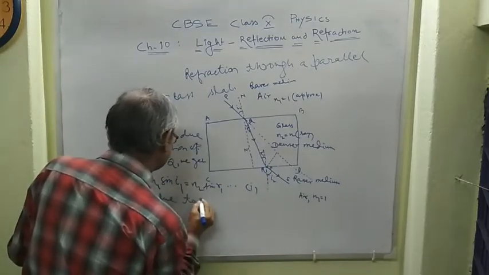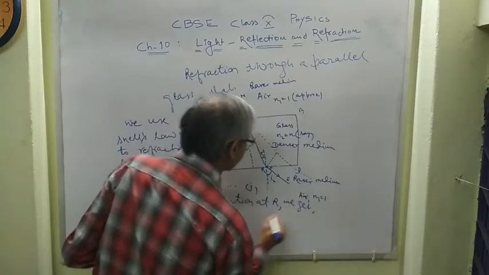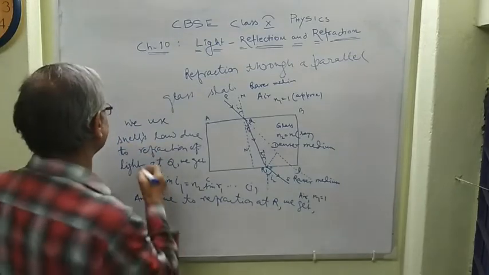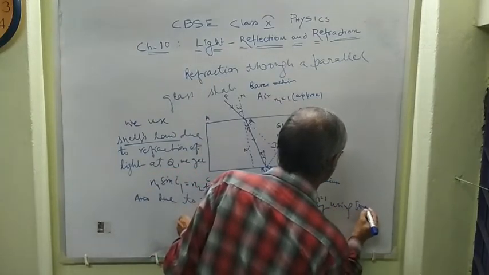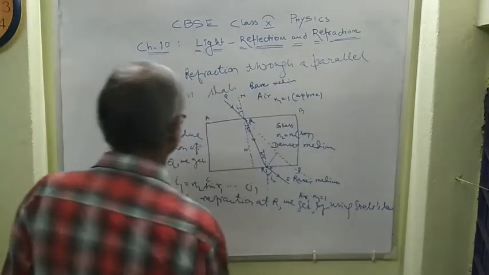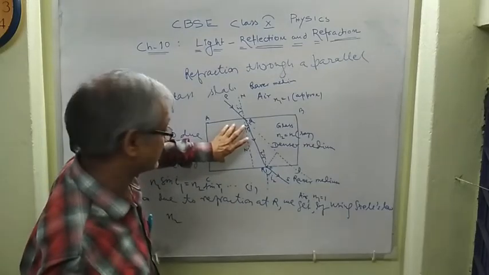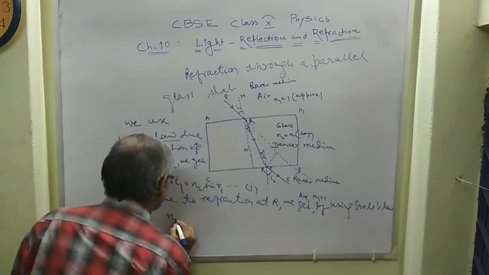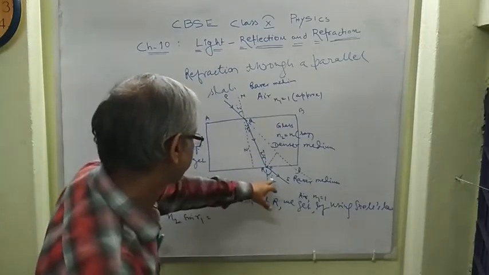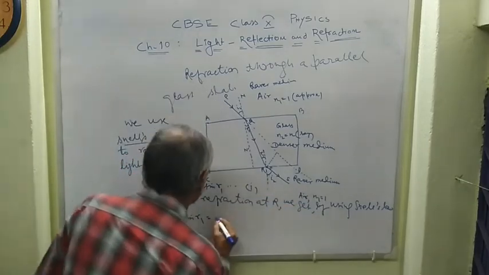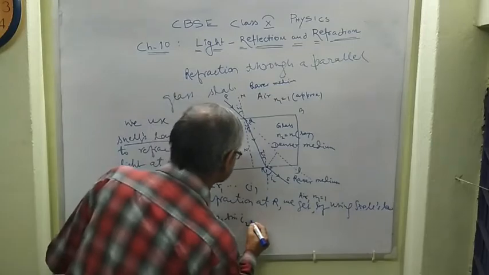And due to refraction at R, by using Snell's law, we get N2 sine R1, that is the refractive index of this glass medium, N2, into sine of angle of incidence here at the face CD, R1, equal to the refractive index N1 into sine I2. These are the two equations.